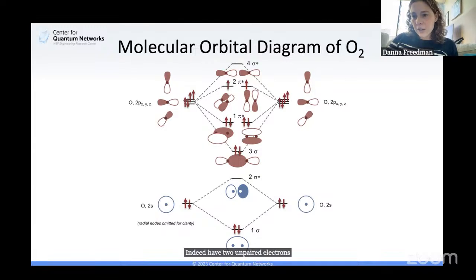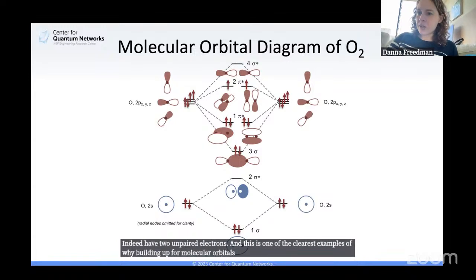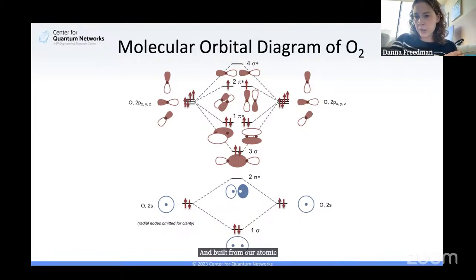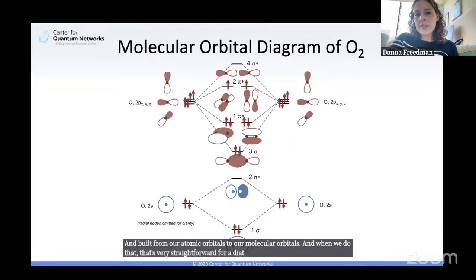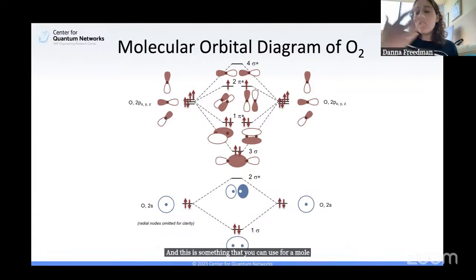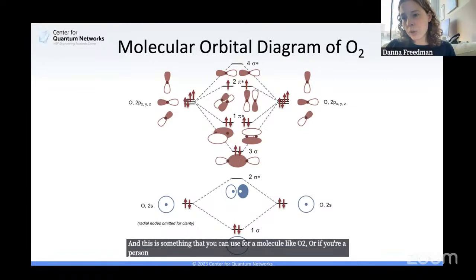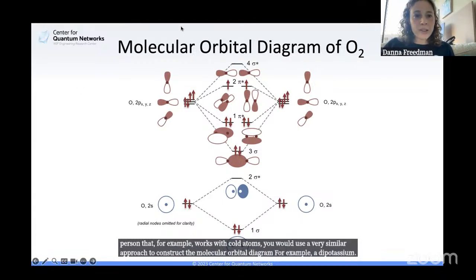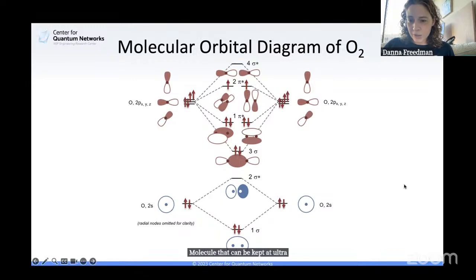And this is one of the clearest examples of why building up from molecular orbitals is necessary to understand basic chemistry. What we've done is we took one atom, put it on one side, another atom on the other side, and built from our atomic orbitals to our molecular orbitals. That's very straightforward for a diatomic molecule. You can use it for a molecule like O2, or if you work with cold atoms, you would use a very similar approach to construct the molecular orbital diagram for, for example, a dipotassium molecule that can be kept at ultra low temperature.